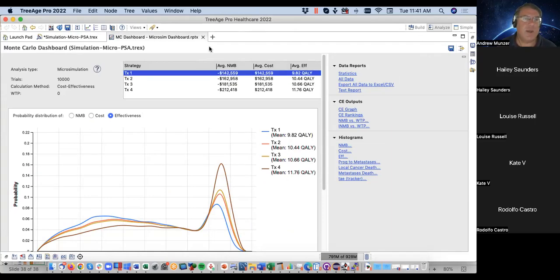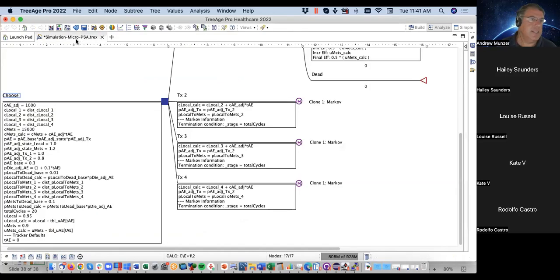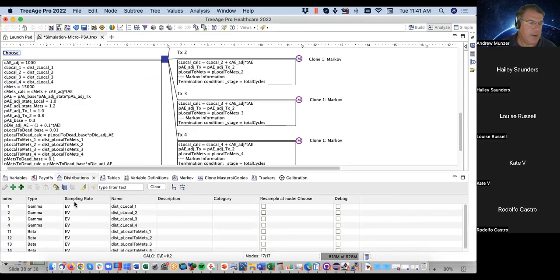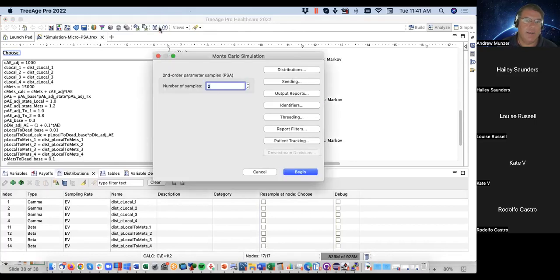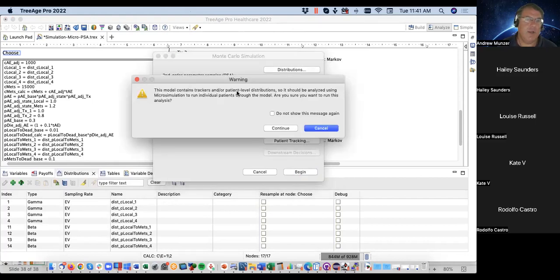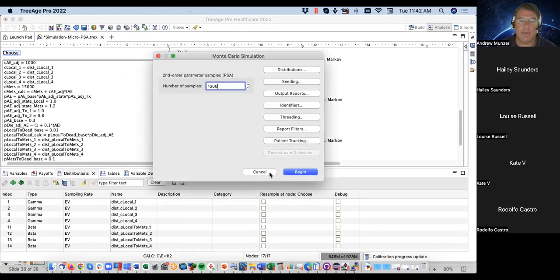So let's do the same thing on a PSA model. This is a PSA model. It has distributions down here that represent parameter uncertainty. So when I run PSA on this, I can't actually run this, right? If I try to run it, it's going to say, wait a minute, you didn't run patient simulation, and I've got a tracker. So that's a bad idea. So I'm not actually going to run that.